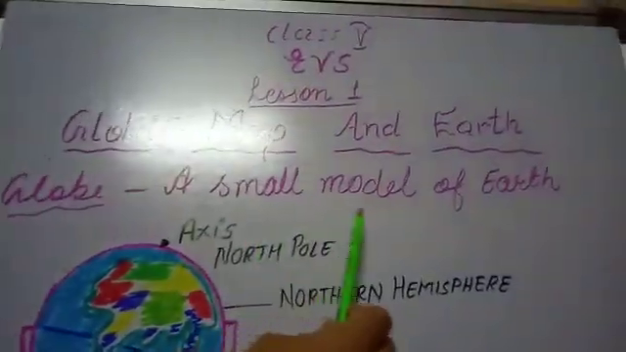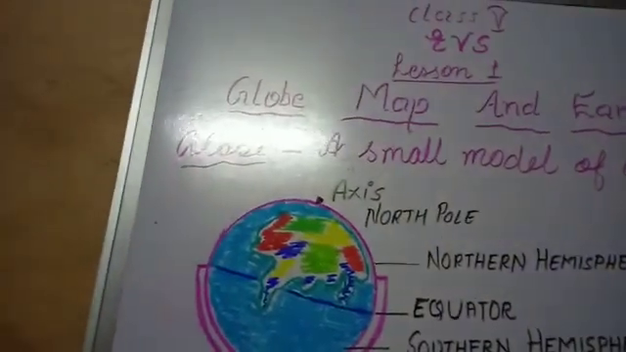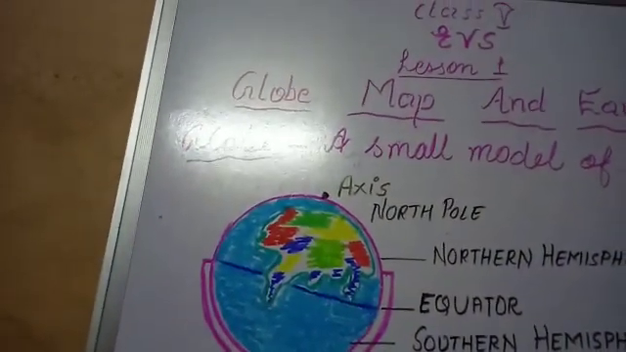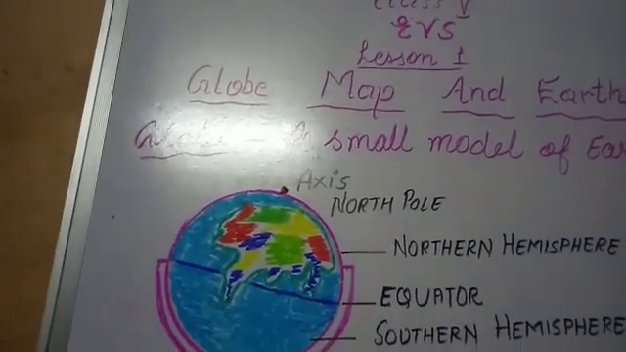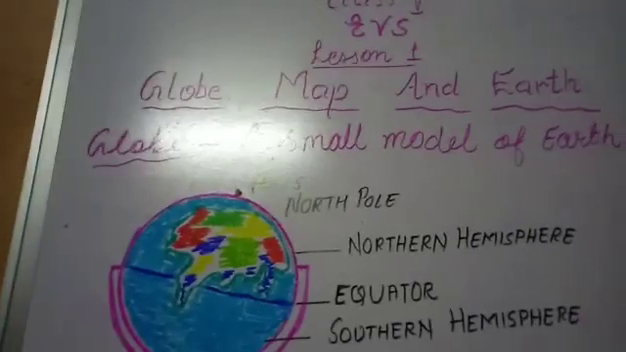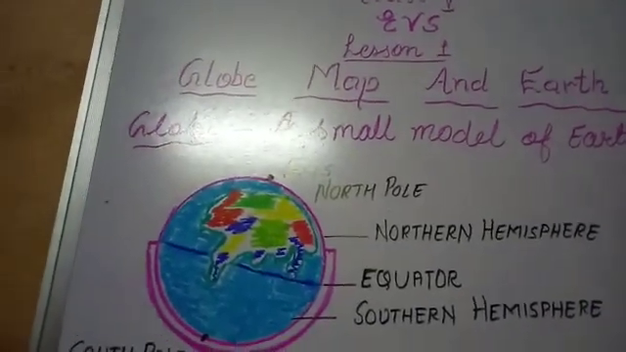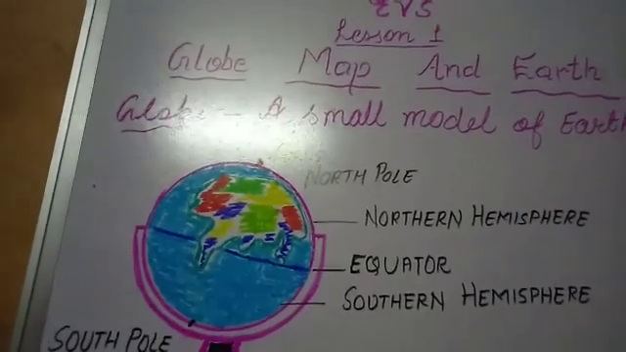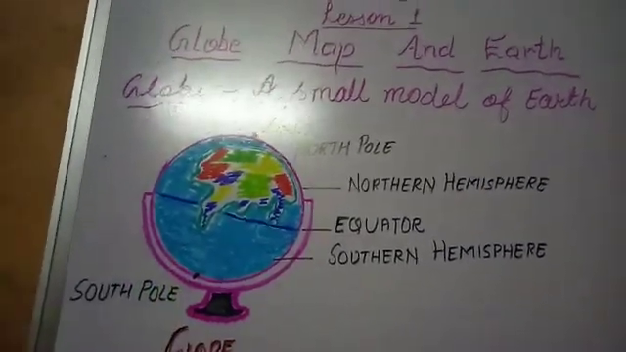What is a globe? Globe is a small model of Earth. We can say that it is a short picture of Earth. Okay? But yes, it displays all necessary information about our Earth. It shows us the shape and location of continents, oceans, seas, countries, etc. This is the picture of globe.